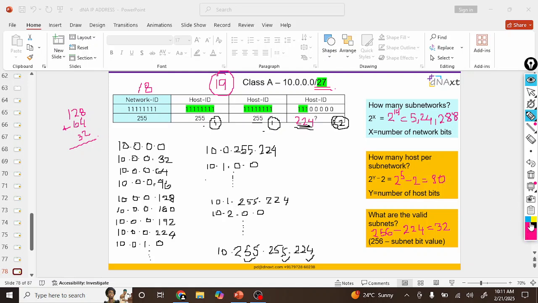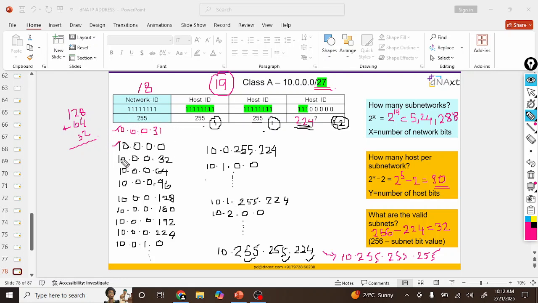Let's write down their broadcast IDs. For the last subnetwork, the broadcast ID will be 10.255.255.255. For the first, it will be 10.0.0.31. And the first valid host will be 10.0.0.1 and the last will be 10.0.0.30. So 1 to 30, you are getting 30 valid hosts. This is its network ID, this is its broadcast ID for the first subnet.